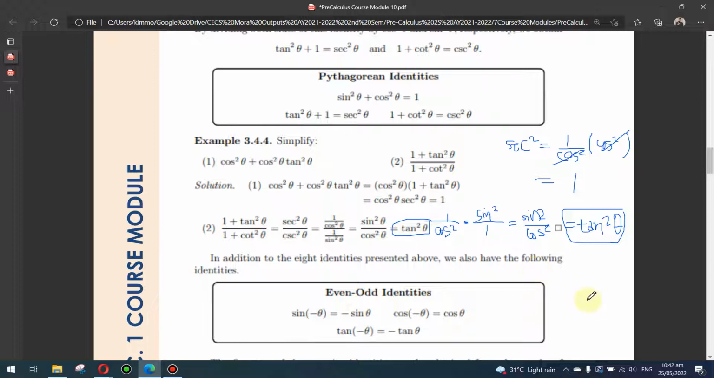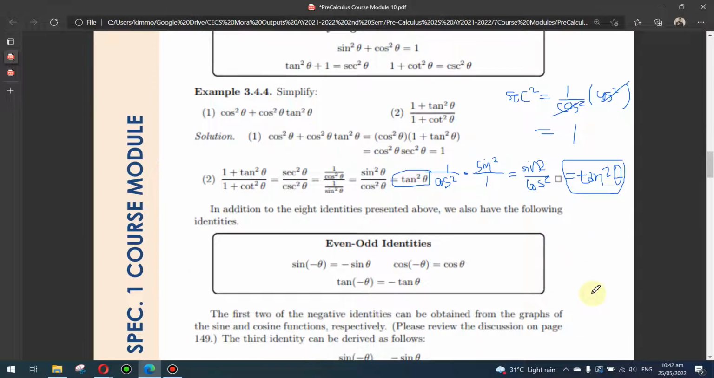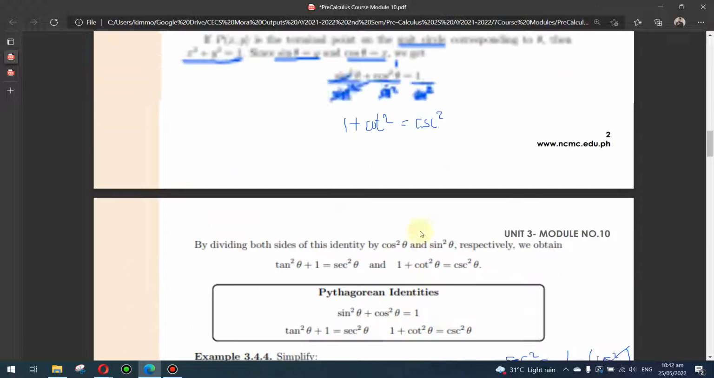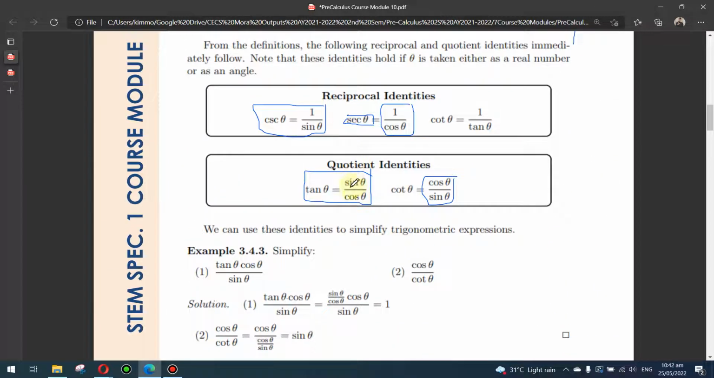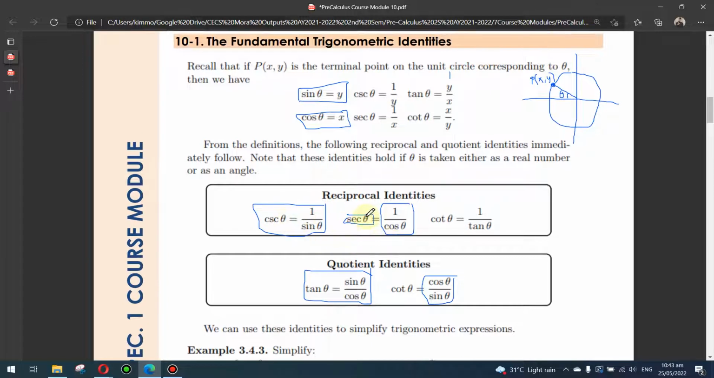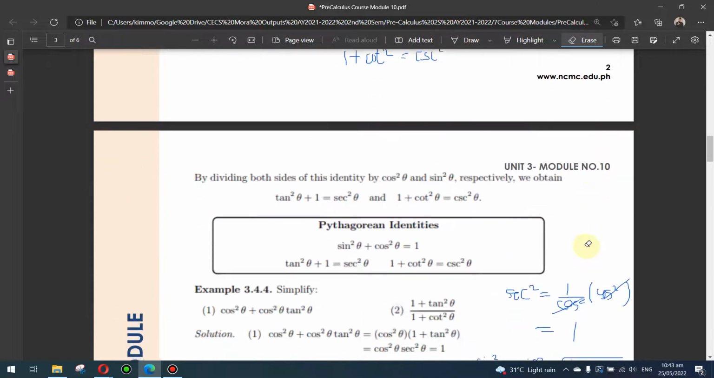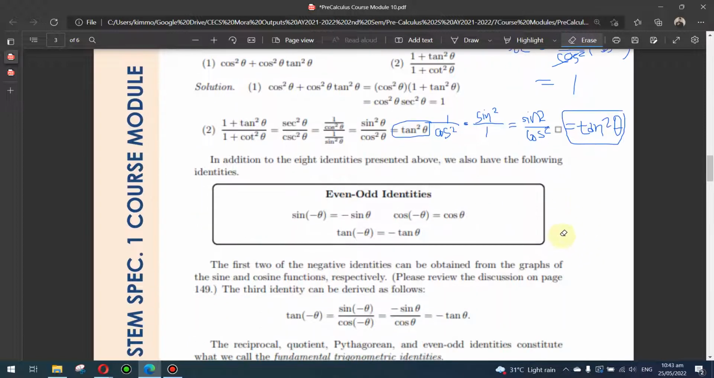So, let us proceed to the other identities. In addition to the 8 identities presented above, we have learned already 8 identities. These are the 3 Pythagorean identities, 1, 2, 3, then the quotient identities, 4, 5, then 6, 7, 8 for the reciprocal. So there is a total of 8 identities that we learned. In addition to that are the even odd identities. So this is what we call the even odd identities.